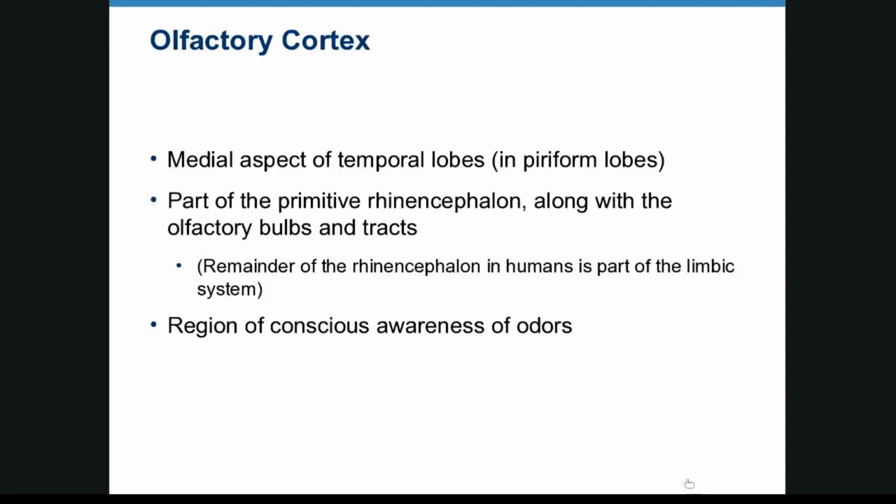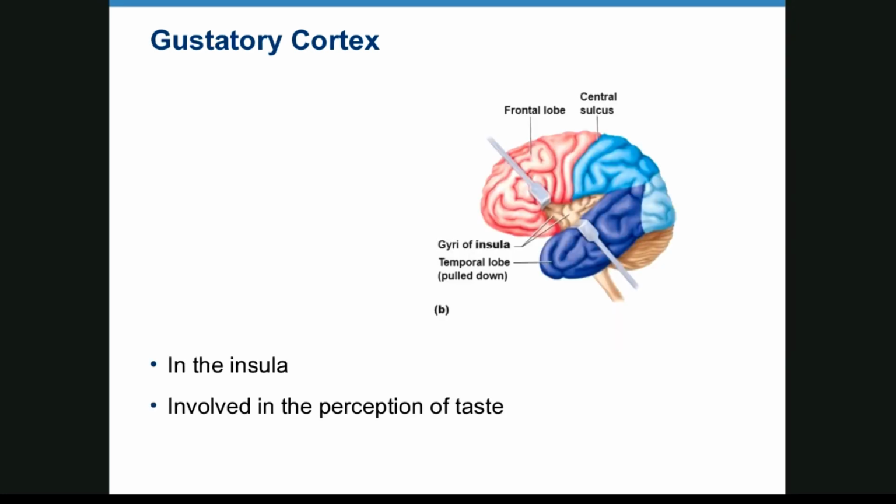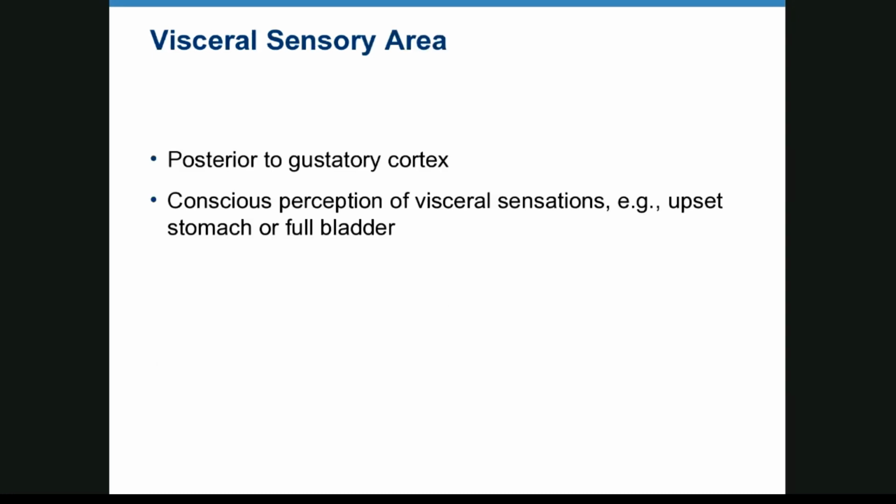Now, the olfactory cortex is difficult to see on a picture that we have, but it is where you smell. It's also related to the limbic system, which is emotion, and we get conscious awareness of odors from these areas. Gustatory cortex, in the insula, is involved in perception of taste.